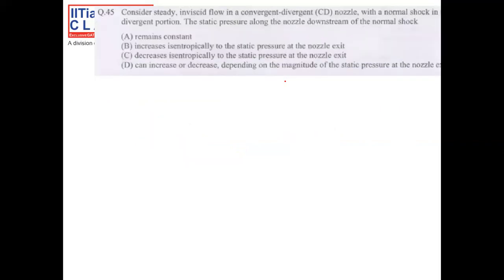Next question. Consider steady inviscid flow in a convergent-divergent nozzle with a normal shock in the divergent portion. The static pressure along the nozzle downstream of the normal shock: which of the following: remains constant, increases isentropically, decreases isentropically, or can increase or decrease depending on the magnitude of the pressure at the nozzle exit. Okay.